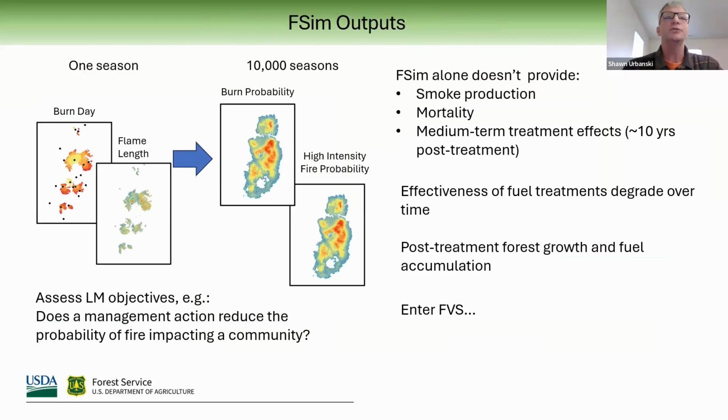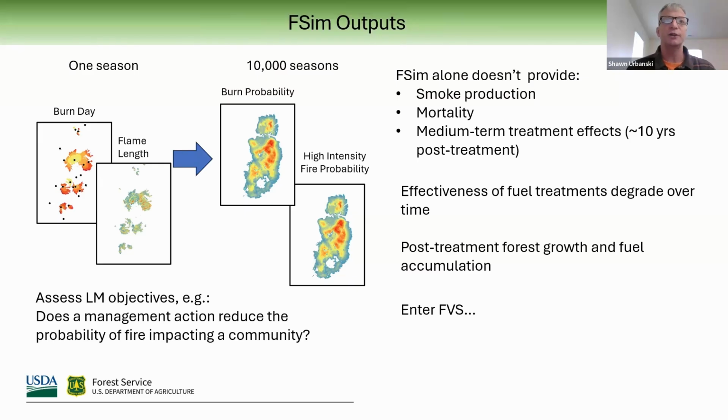Okay, so the FSim outputs. Just a real quick look on the left-hand side, this gives an example of the FSim outputs. You have something like a map of the burn day and the ignition points, and a map of the flame length, which is the fire intensity. Put together 10,000 seasons of those, and you can map out things like the burn probability or the probability of a high-intensity fire. So these are the basic FSim outputs, and they are very useful for land managers.